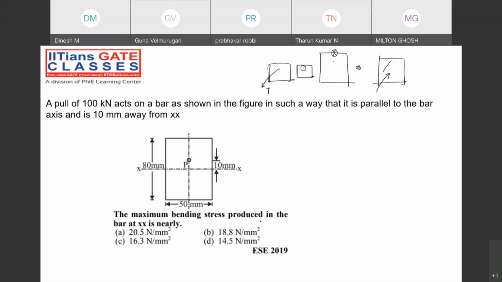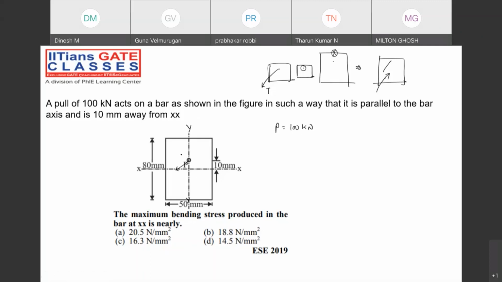A pull of 10 kilonewton acts on the bar. That means the force has been applied perpendicular to this figure, assume perpendicular to the y axis. Now another pull of 100 kilonewton acts in such a way that it is parallel to the bar axis and 10 mm away from that axis. What will be the maximum bending stress induced in the bar at XX distance, they are asking.